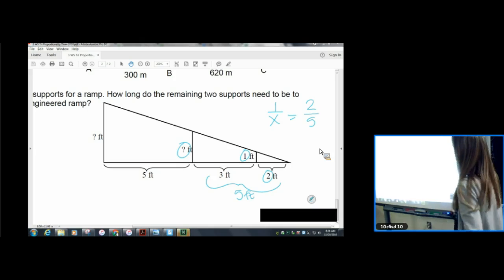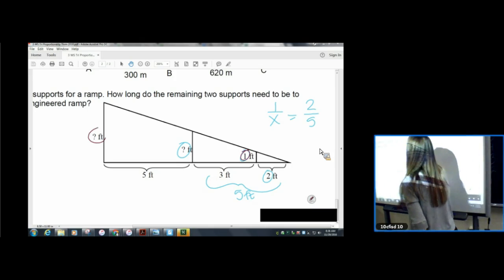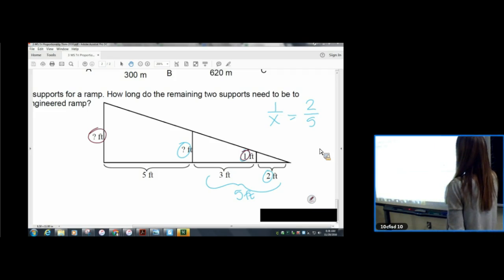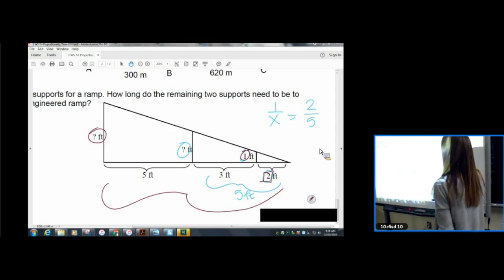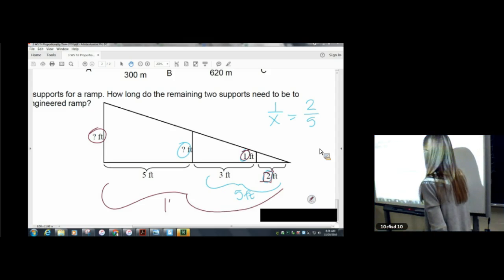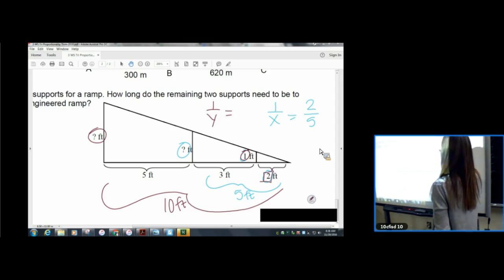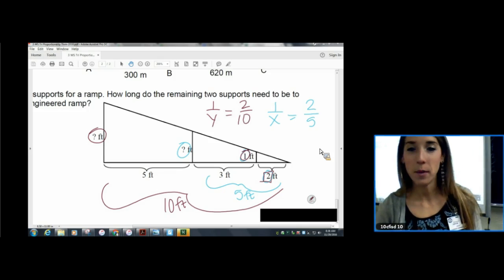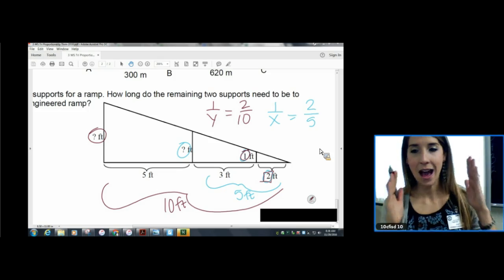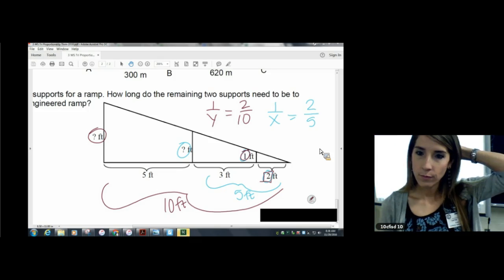Then you use the 1 and the 2 again. 1 is to, we'll call it y. 1 is to y as 2 is to, now we need the whole side. So 1 is to y as 2 is to 10. It almost looks like the exact same proportion, but we just changed the side of the triangle. This is a new triangle. So fine.